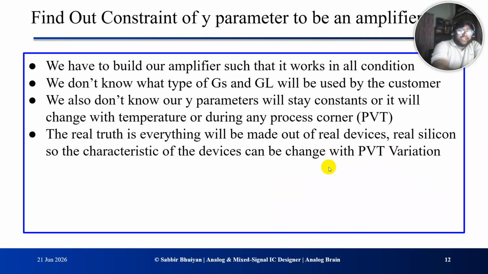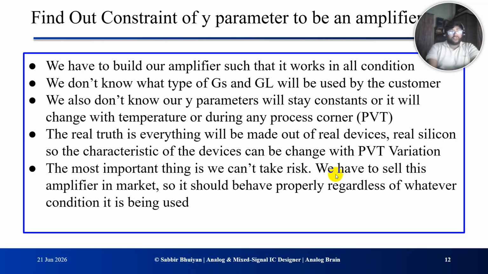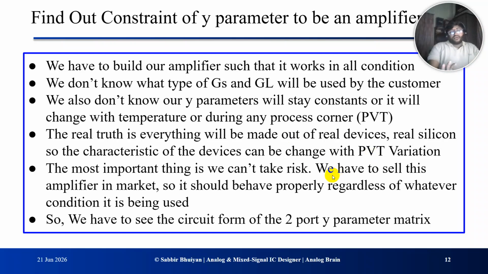So the blunt truth is the amplifier is going to be built out of real silicon, real devices, with real device characteristics that do change with PVT. And the bottom line for a product you intend to sell is that you can't take that risk. An amplifier that only works at one specific GS, one specific GL, one specific temperature is not a product. It's a lab demo. So instead of relying on a delicate cancellation in the denominator, we need to look at the circuit-level structure of the Y matrix and find constraints that are robust by construction, not by coincidence.